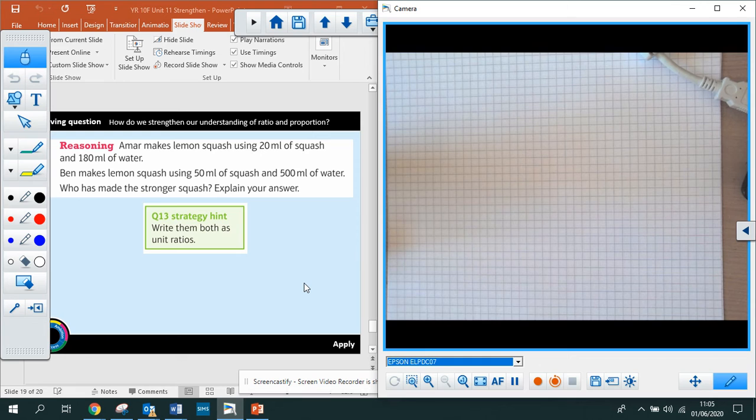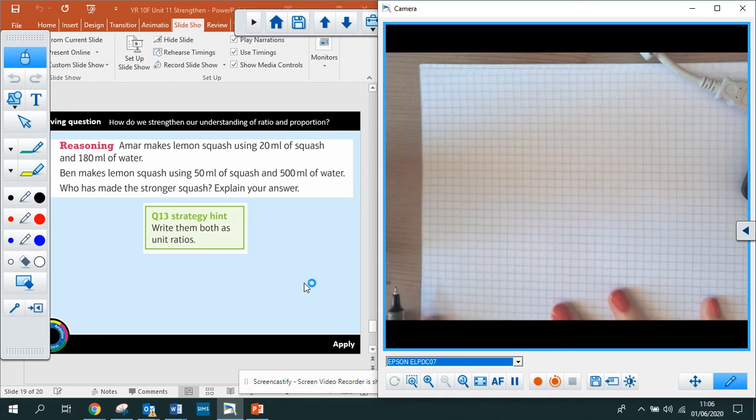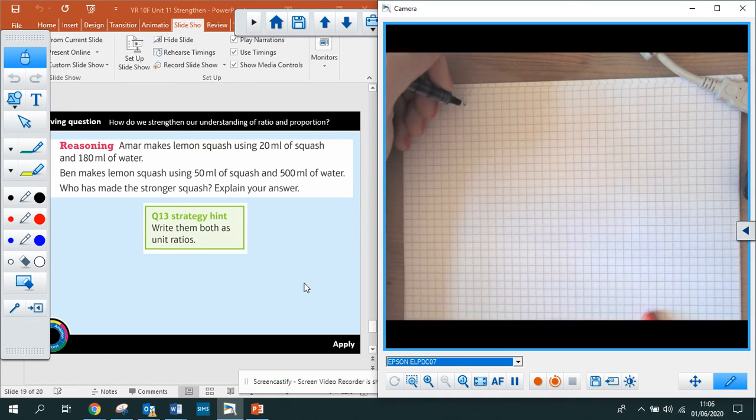Okay, so the question says, Amar makes lemon squash using 20 ml of squash and 180 ml of water. Ben makes lemon squash using 50 ml of squash and 500 ml of water. Who has made the stronger squash? Explain your answer. And your hint says write them both as unit ratios. So first I'm going to start with Amar.